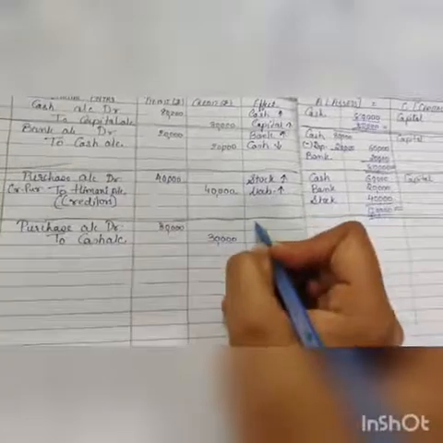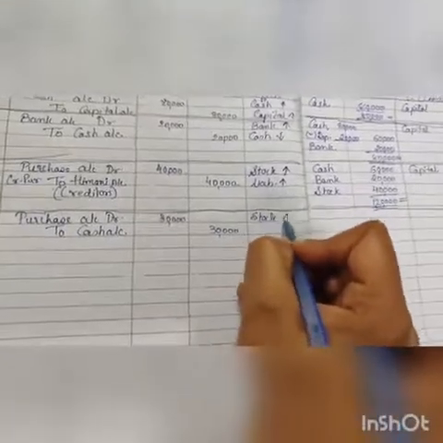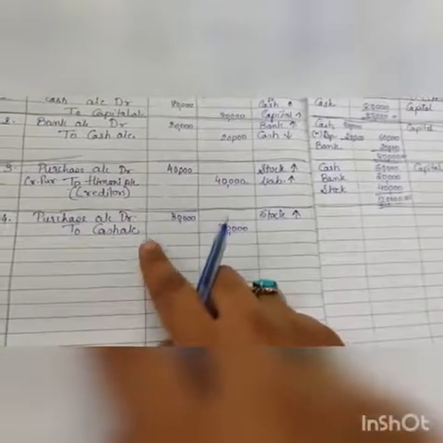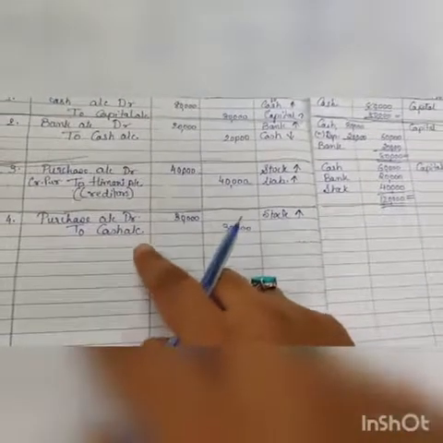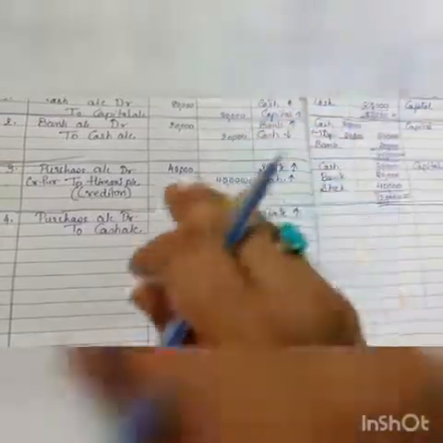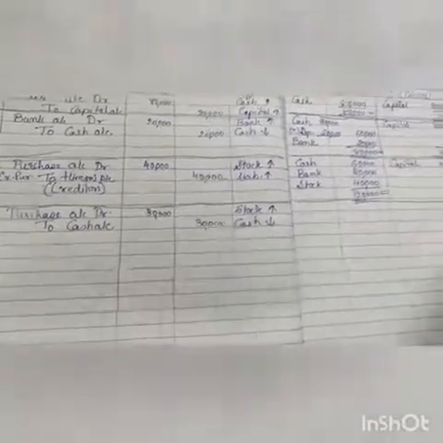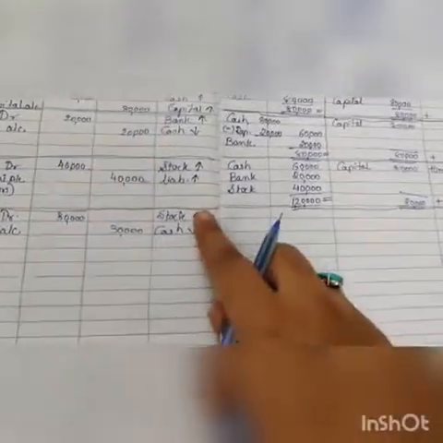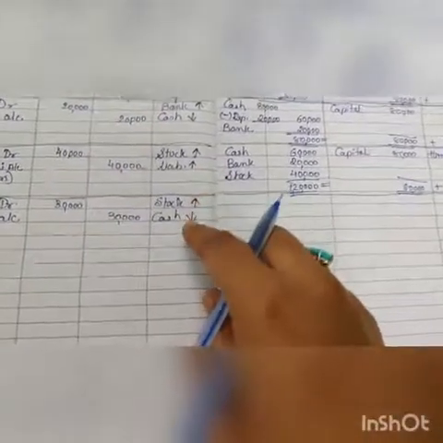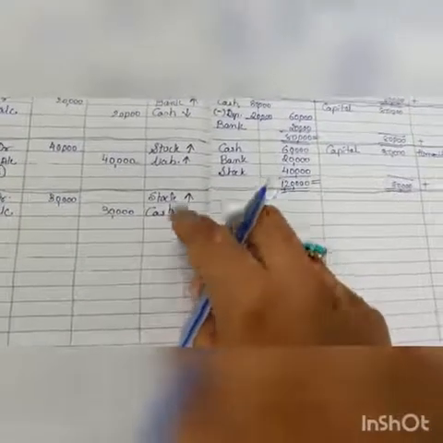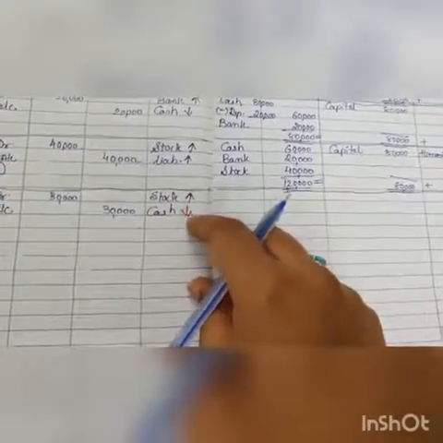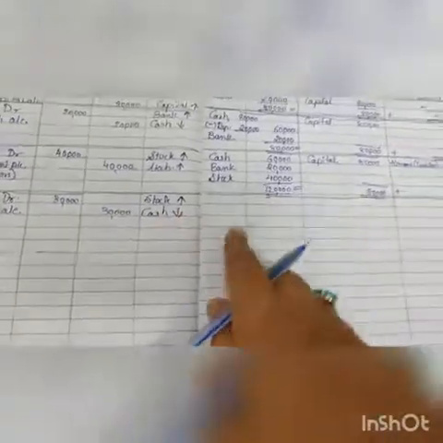Now see, you are purchasing goods, so your stock will increase. What effect will come? Stock increases, and this is your cash transaction. When you are purchasing the goods, you are paying cash, so your cash will reduce. Now see the effect. Stock is an asset and cash is also an asset, so both effects are coming on the asset side only. It is not affecting the capital or liability side.